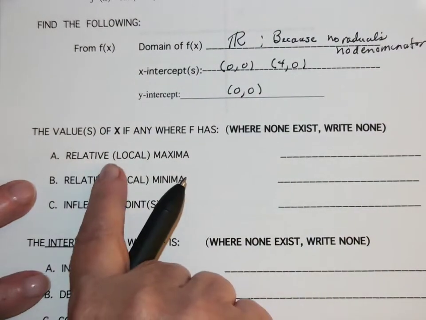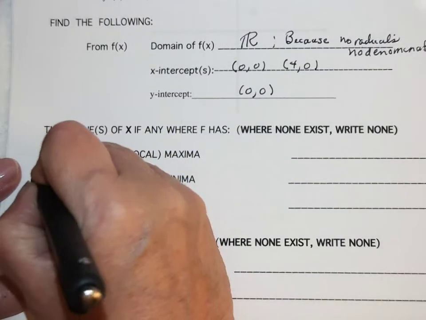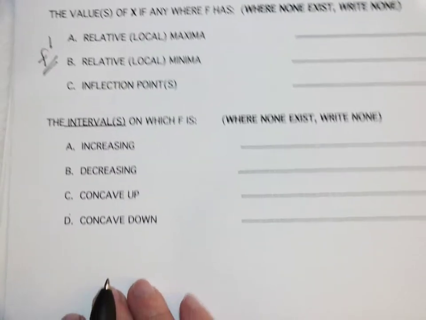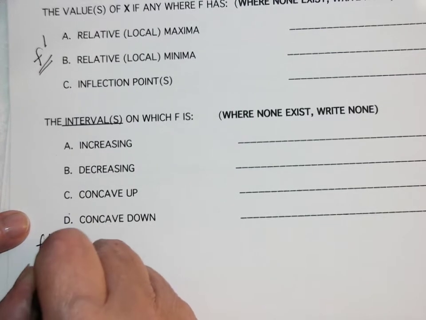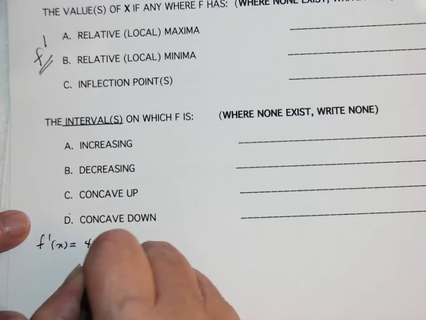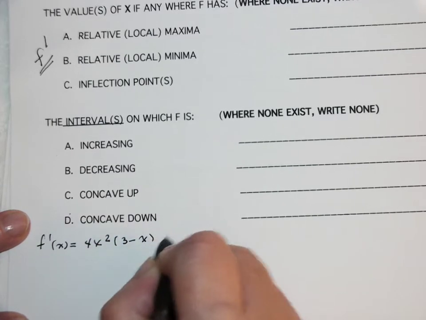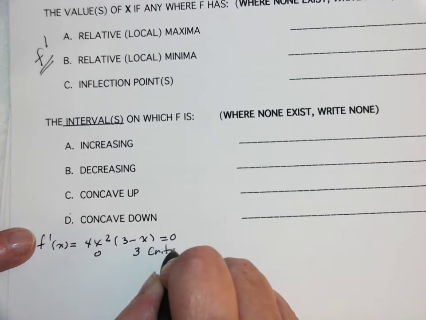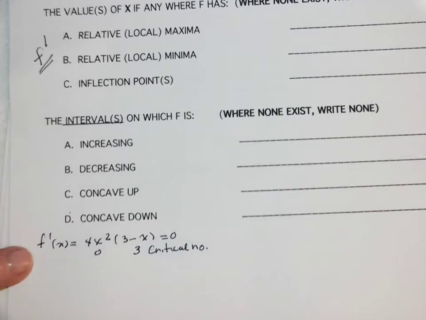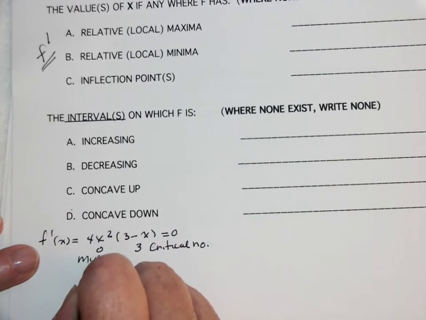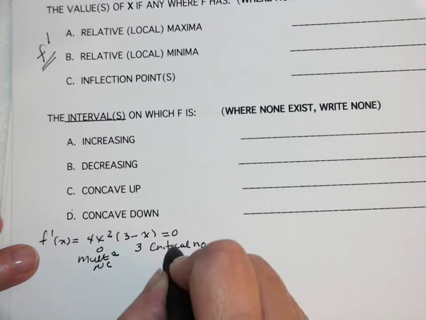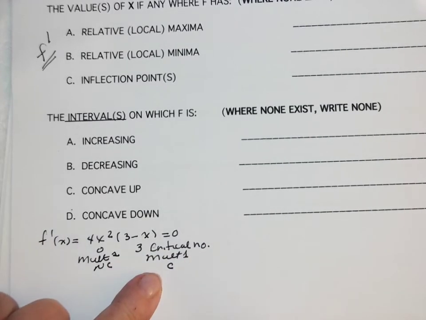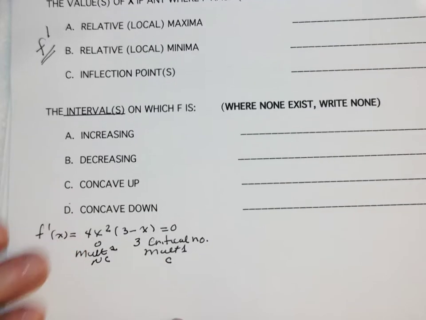The next thing we want to do is look at extrema. Now this comes as we're dealing with f prime. So we're given that f prime of x equals 4x squared times 3 minus x. We set that equal to 0. We get 0 and 3 are critical numbers. This is multiplicity 2, so there's no change. This is multiplicity 1, change. So that means that 3 is either a max or a min, and 0 is neither.